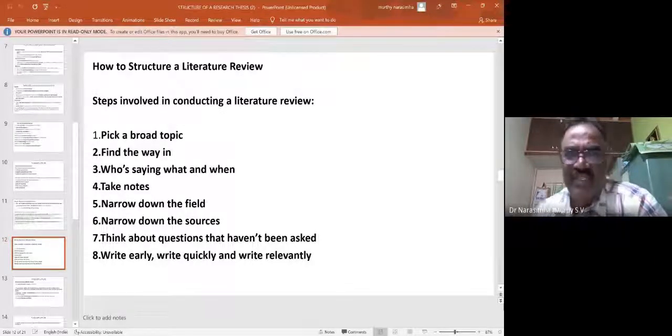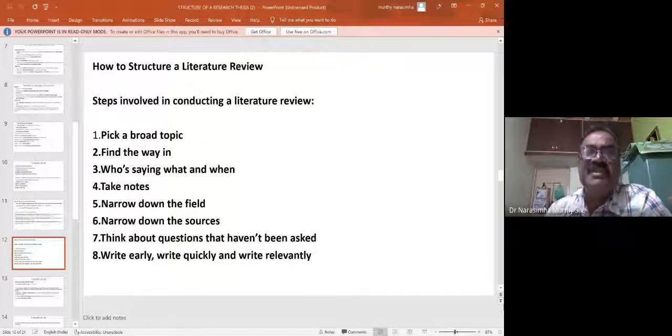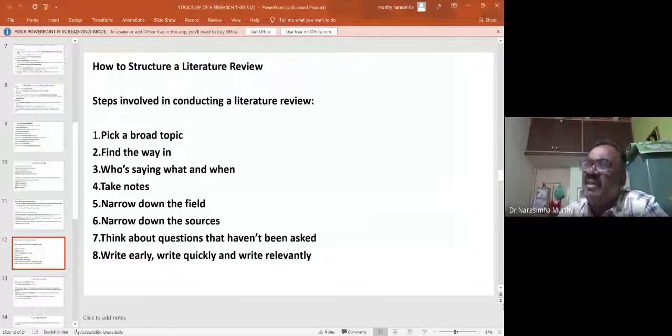Recently, I was talking to one of the research scholars from another university, on Indian literature. I'm taking that example. Finally, it was narrowed down to Mahesh Dattani. First Indian literature, then drama, then Mahesh Dattani. Again, we limited ourselves, narrowed down the sources. Only four plays that he took. After this, I asked him to think about the research questions that haven't been asked. This is your area of research. This is your contribution. Write early, write quickly, write relevantly.